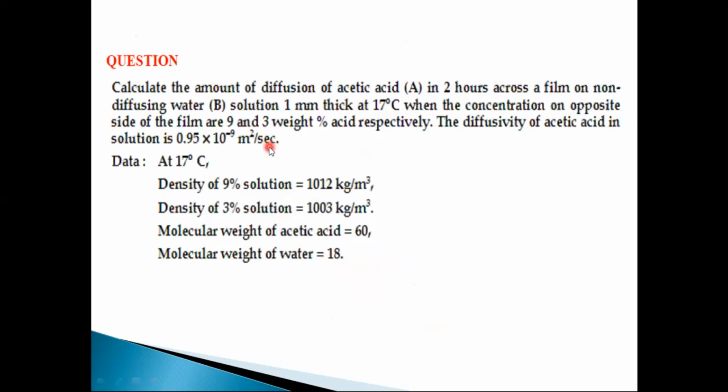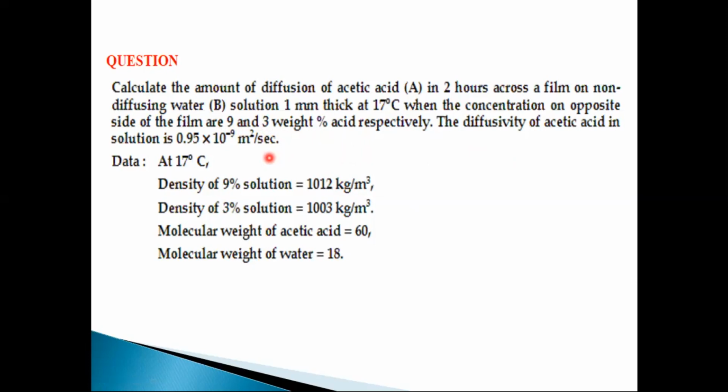Calculate the amount of diffusion of acetic acid A in 2 hours across a film of non-diffusing water solution 1 mm thick at 17 degrees Celsius, when the concentrations on opposite sides of the film are 9 and 3 weight percentage acid respectively. The diffusivity of acetic acid in solution is 0.95 × 10^-9 m²/s.